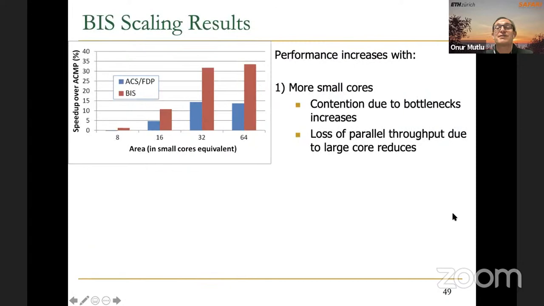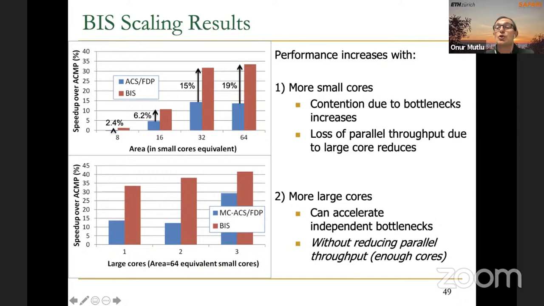Performance essentially increases with more small cores because contention to bottlenecks increases, and also the loss of parallel throughput due to the large core reduces. We discussed this, but these are some results that actually demonstrate that. You can see that the performance improvement with BIS increases, and using more large cores is actually helpful.